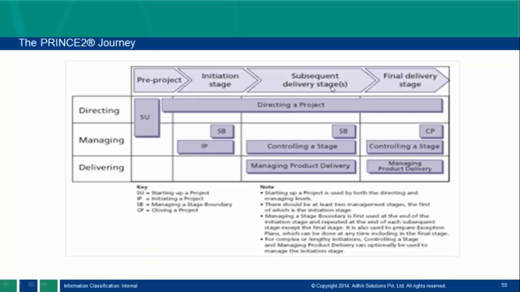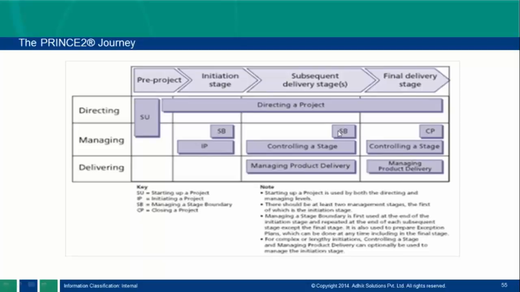And these are my subsequent delivery stages. You can see a stage boundary after the end of every stage. So initiation end, this is a stage boundary, and after this end we have a stage boundary, right? So what is this stage boundary? It's a kind of, okay, the current stage is completed. We have successfully completed the current stage. Now we will plan for the next stage. That is my stage boundary. It is like a milestone kind of thing. Yes, you could say milestone, right?